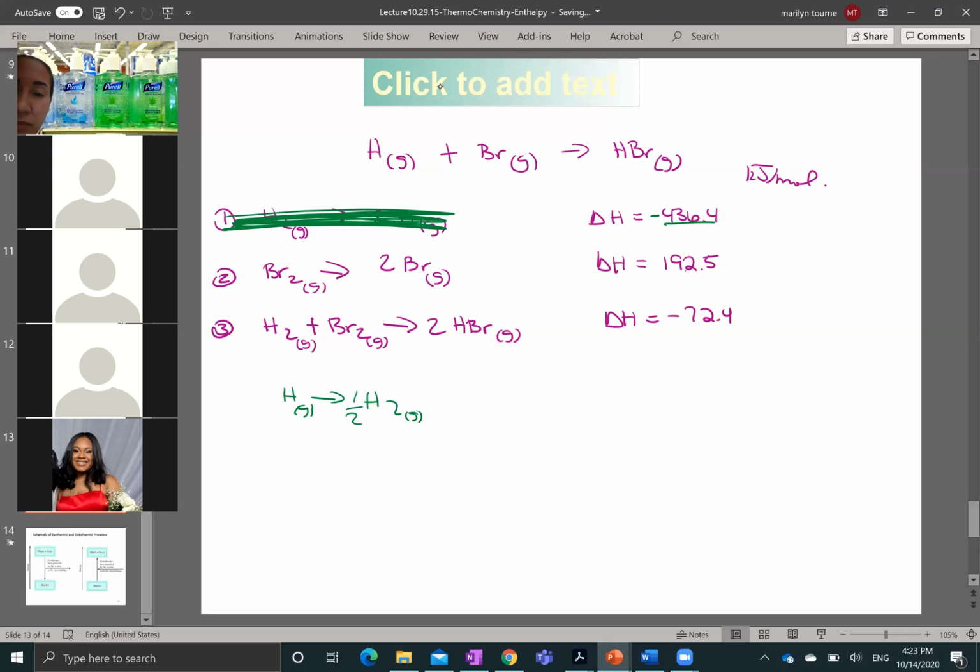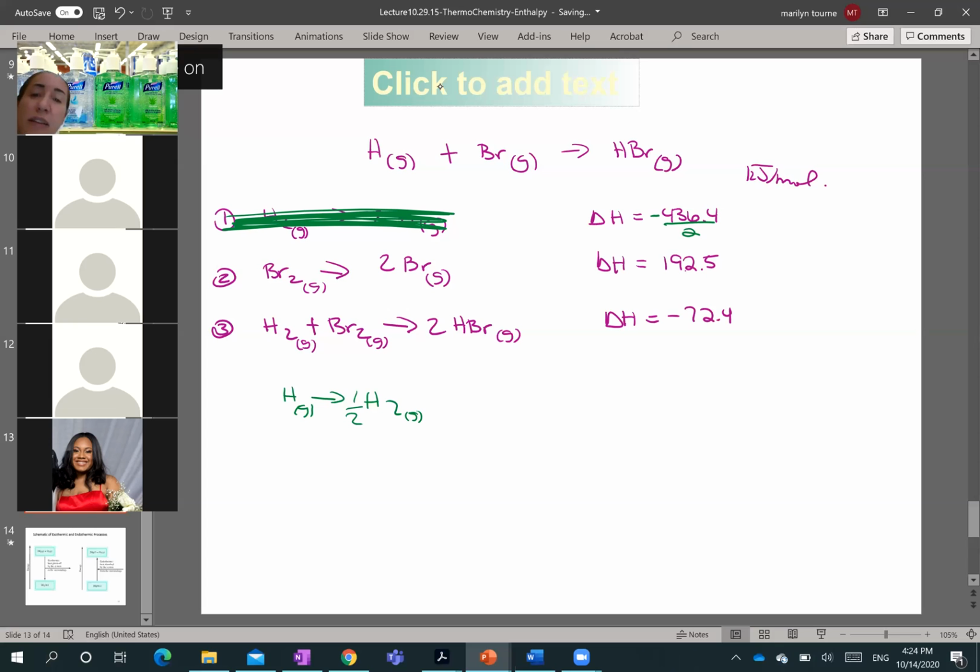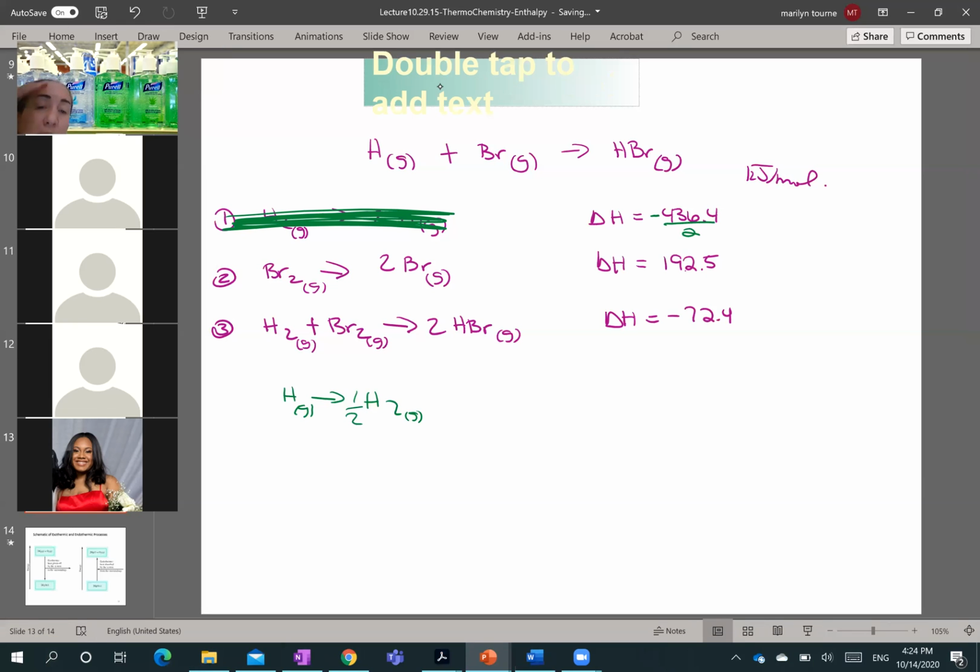So I haven't done the calculations yet. You said you could volunteer even if you weren't finished. So yeah, that's fine. So what happens to the second one? The second one, I believe I did the same thing. Okay. You believe or are you sure? I'm sure. I did the same thing. Flipped it and then divided it by 2 and did the same thing to the value, the delta H.